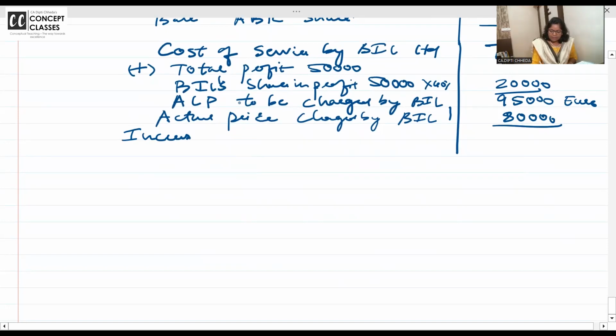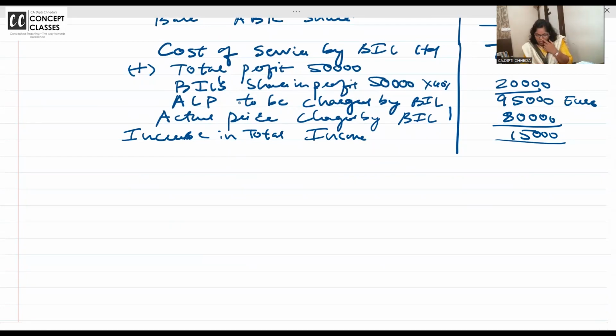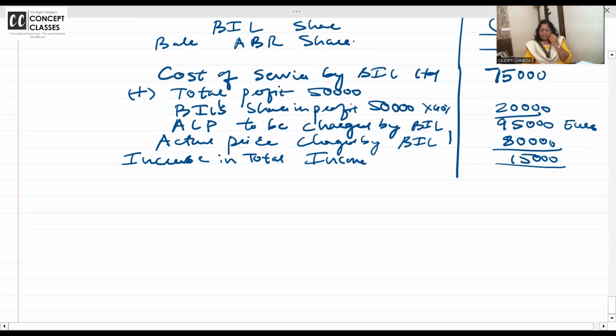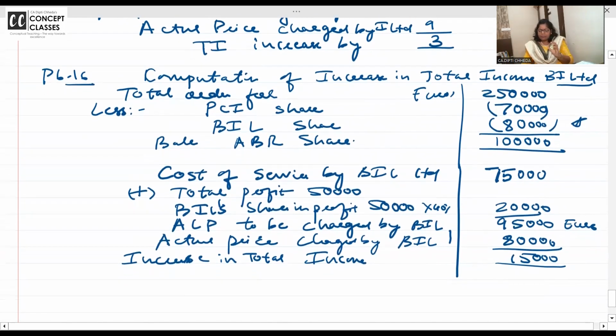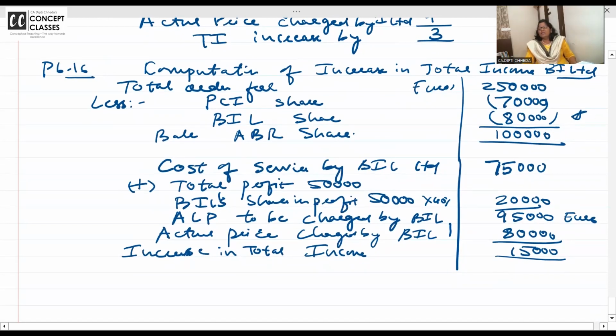Increase in total income. टोटल इनकम को बढ़ाओ 15,000 यूरो से, because you have undershown your income. Ma'am, इतना सा problem? Yeah, I said it's very easy, and if it comes, it's going to be the same.